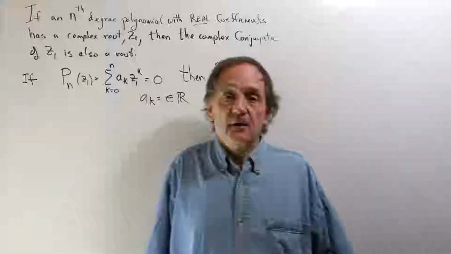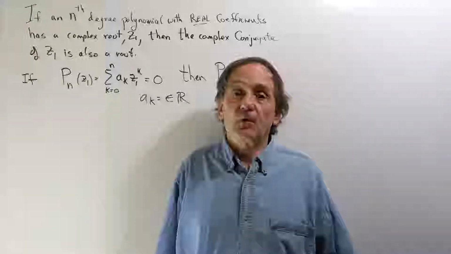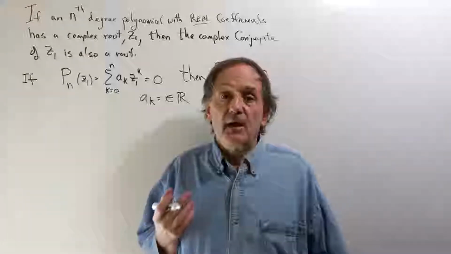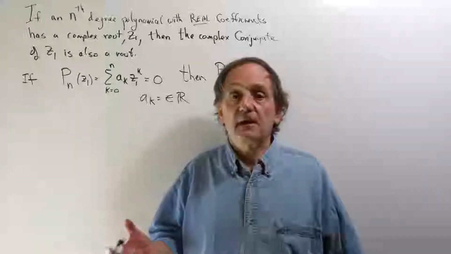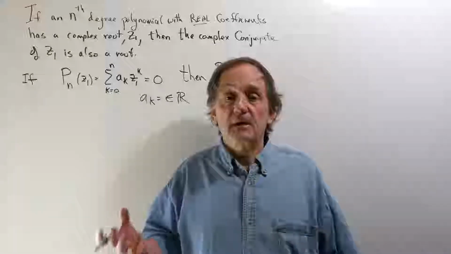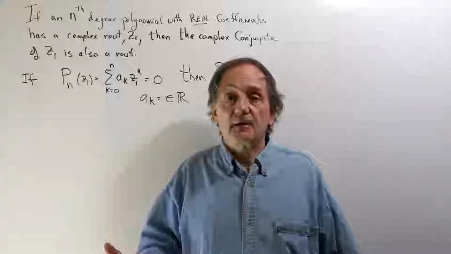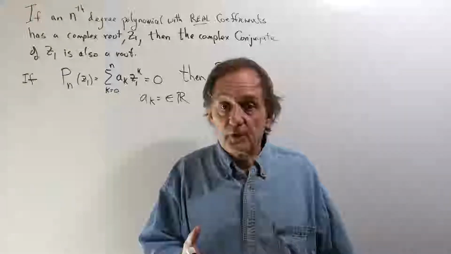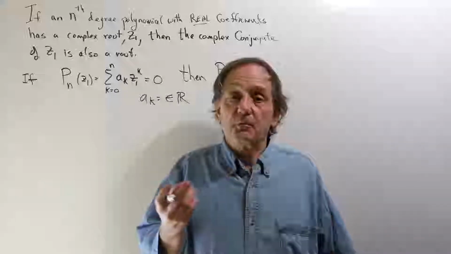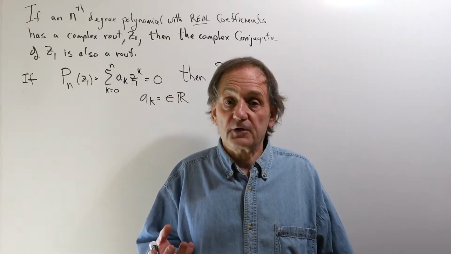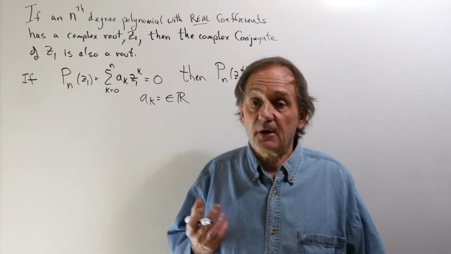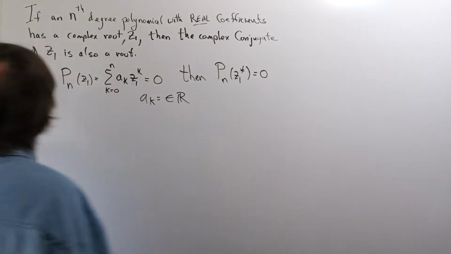Hello, George Notchik here. In this video, I'm going to provide a rigorous proof that if you have a polynomial of nth degree with real coefficients and you happen to find a root to be a complex number, then you're guaranteed that another root is its conjugate, that the solutions to polynomial equations with real coefficients, the roots always occur in complex conjugate pairs.